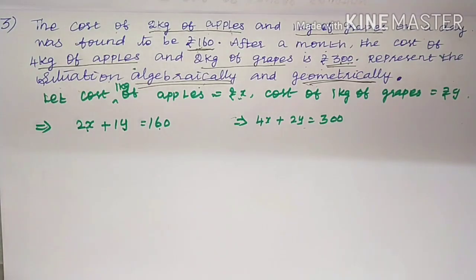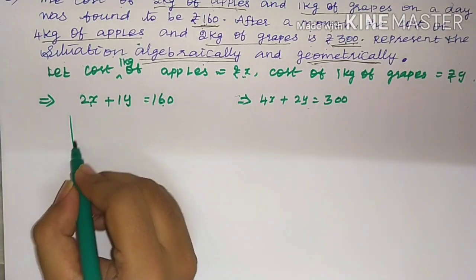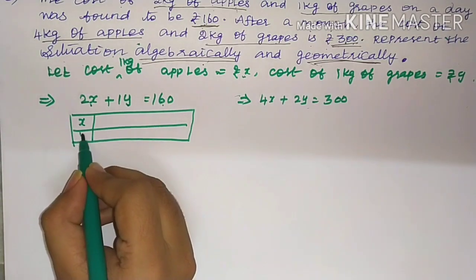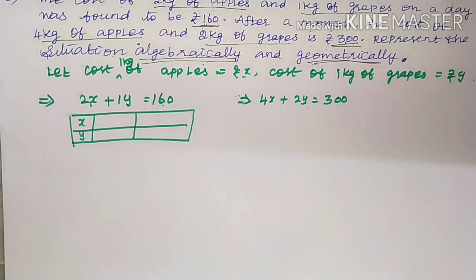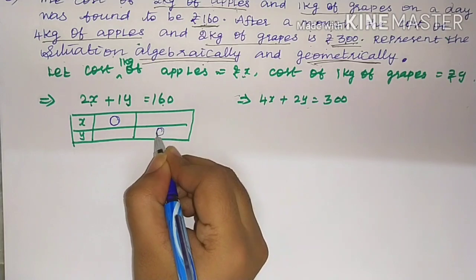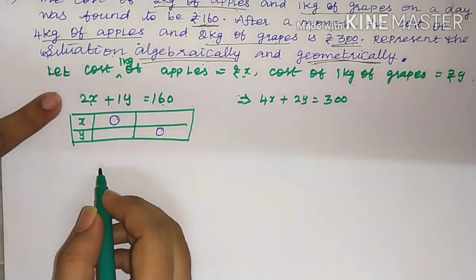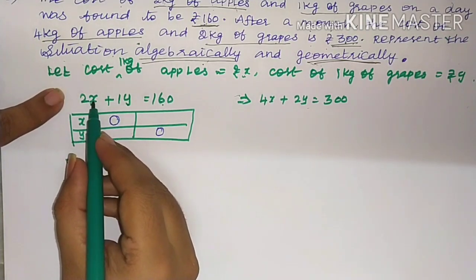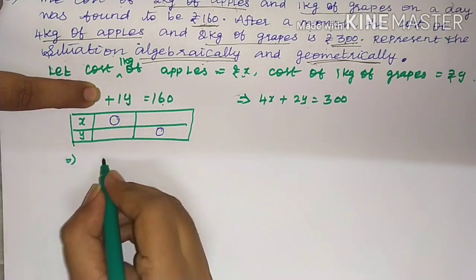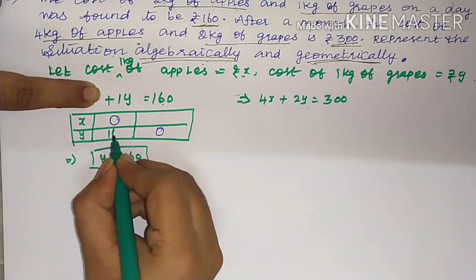Now we can create a table to find the coordinate points. So x, y. Already I told you, x we first consider as 0, next we consider y as 0. Now listen carefully. Substituting x equal to 0 in this equation, 2 into 0 becomes 0. Then what remains? 1 into y, y. Then y equal to 160. So directly we can write y equal to 160.